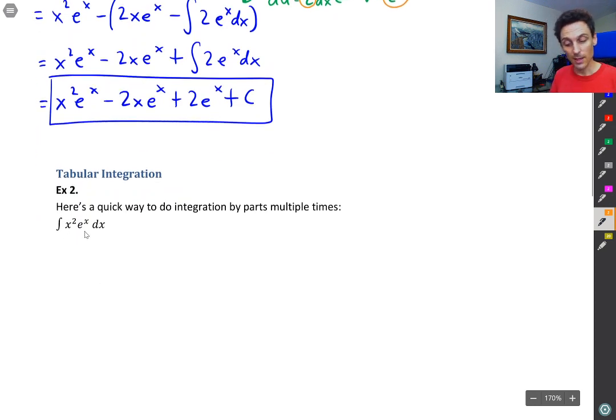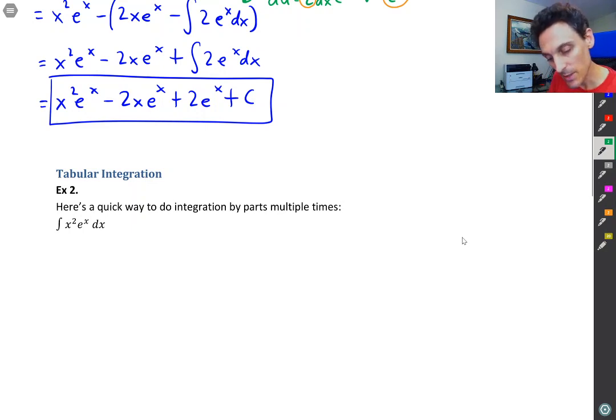by doing the same exact integral. So we're going to look at the integral of x squared e to the x. This is for example 2. And we're doing exactly the same integral, but just written in a streamlined way. So rather than writing u equals x squared, we're just going to write x squared. Rather than writing dv equals e to the x dx, we're just going to write e to the x.